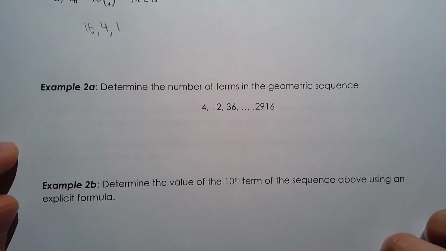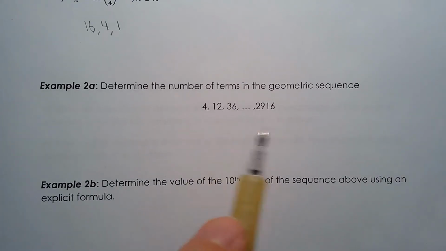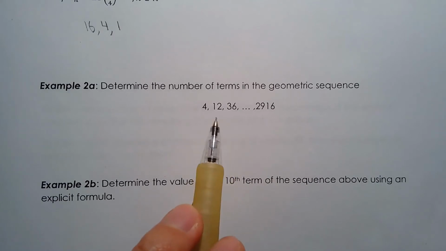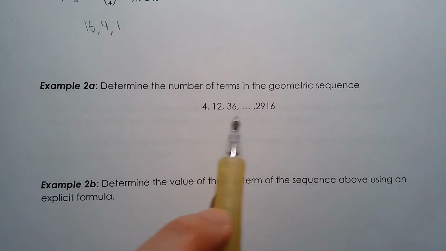All right, example 2a. Determine the number of terms in the geometric sequence. A lot of students just play with their calculator. I don't want to show you because I don't want you to do it, but they can play with their calculator and eventually build the number 2,916, and tell me how many terms that is. On the test, please don't do that, because we want a systematic way, not using a calculator, to find out the answer.